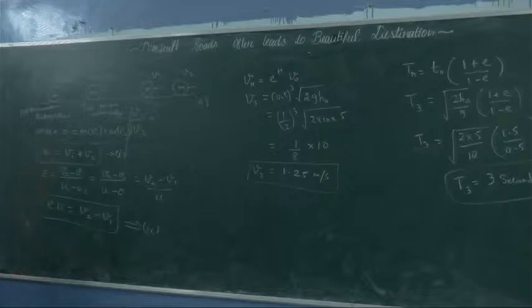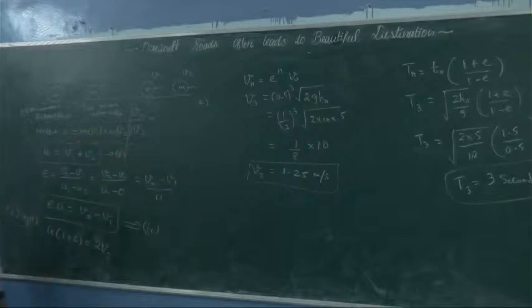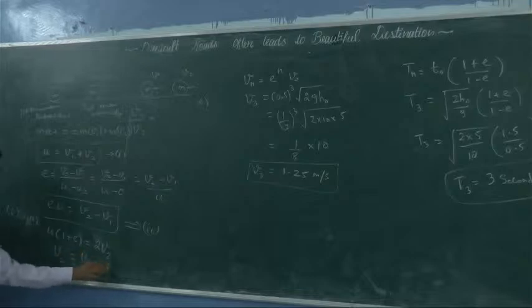First, let us add equations 1 and 2. What will come by adding these two? u is common, so the remaining term is 1 plus e. And on the other side, v1 minus v1 cancels and v2 plus v2 gives 2v2. We need v1 by v2, so retaining v2, we get v2 is equal to u by 2 into (1 plus e).